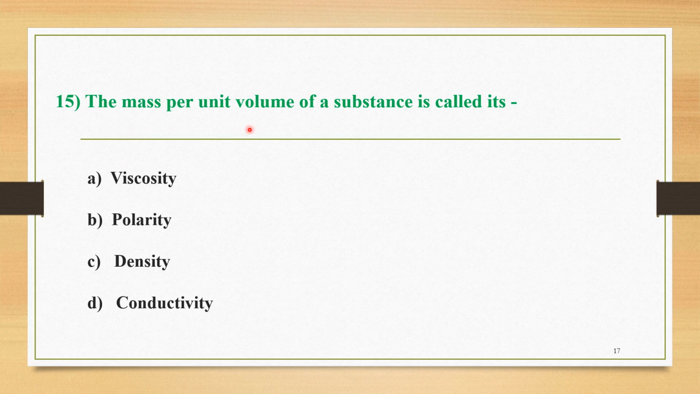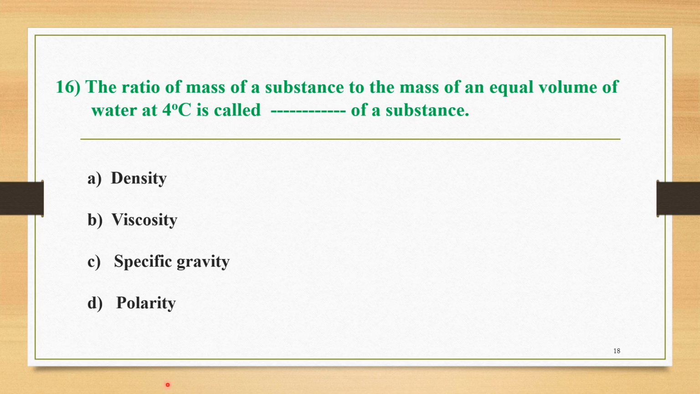The next question number 15 is here. The mass per unit volume of a substance is called its, and the four options are: A is viscosity, B is polarity, C is density, and D is conductivity. Among these four, the correct option is option C, that is, it is called the density. That is, density is nothing but the mass per unit volume of a substance. So this is one important property of a substance called the density.